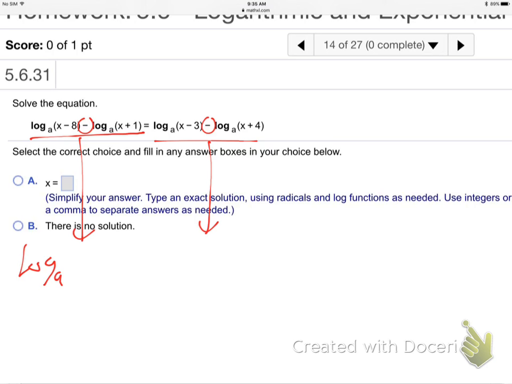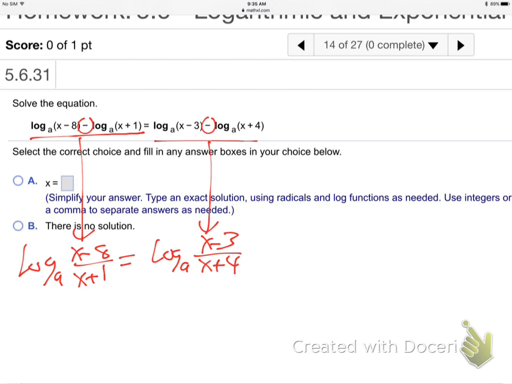I'm kind of violating my own steps here, because really I say get all the logs on one side. I mean, I don't want to do that. I mean, you could. I'm just trying to give you the steps that generally work the best. There's so many logs here, I would just keep them where they're at and just combine the 2 on the left, combine the 2 on the right. It's going to be a little easier. So it'll be x minus 8 over x plus 1, like that. So that makes sense. And the other side is x minus 3 over x. They're both divide because they're both subtraction, huh?